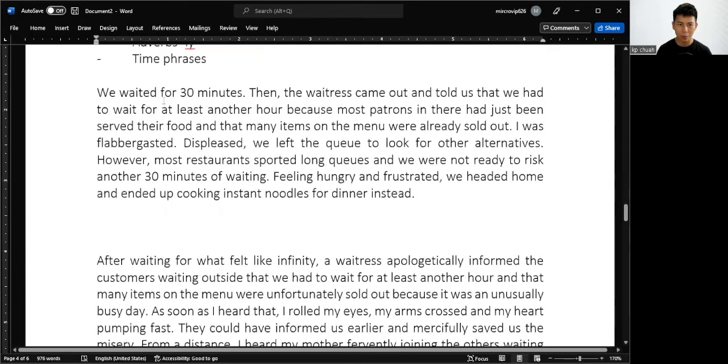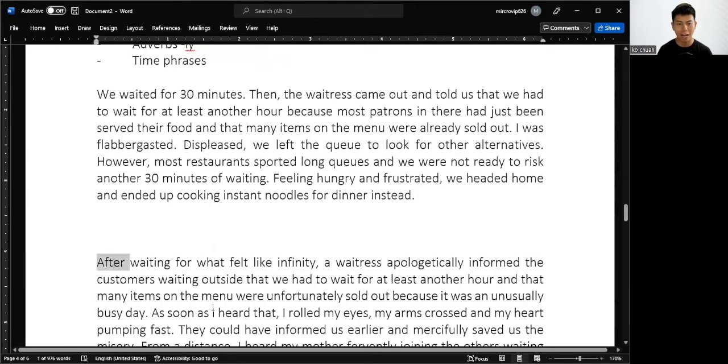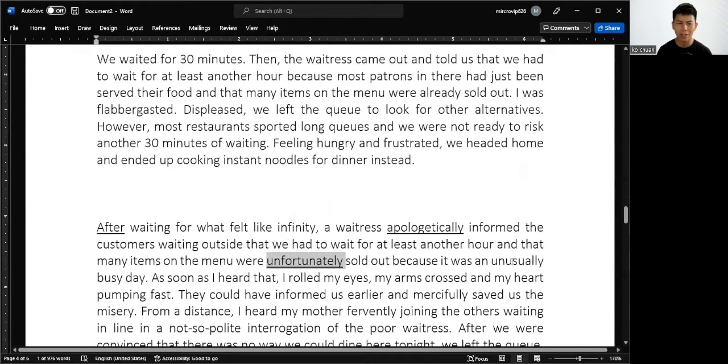So instead of saying we waited for 30 minutes, I'm going to use "after waiting for what felt like infinity." That's a simile, or even hyperbole, exaggeration. "A waitress apologetically informed the customers." Apologetically, that is, let me just underline that. That is an adverb. "Inform the customers waiting outside that we had to wait for at least another hour and that many items on the menu were unfortunately sold out." There you go. Because it was an unusually busy day, right?